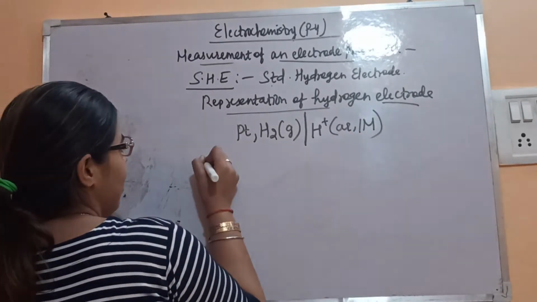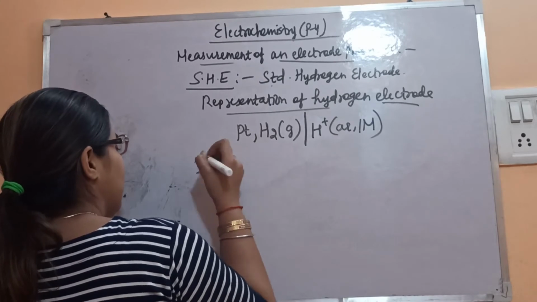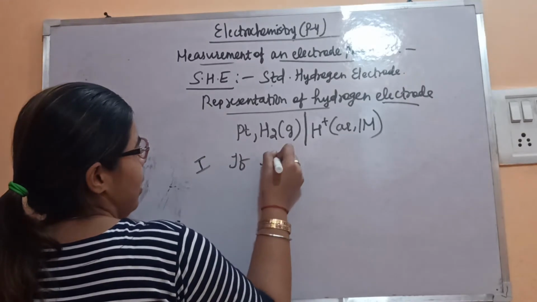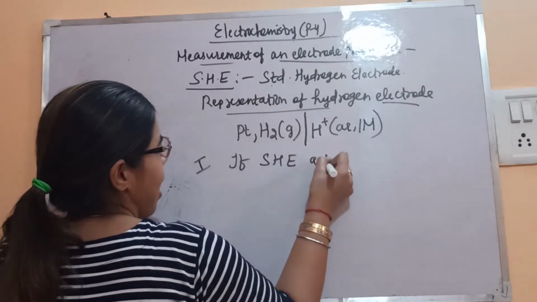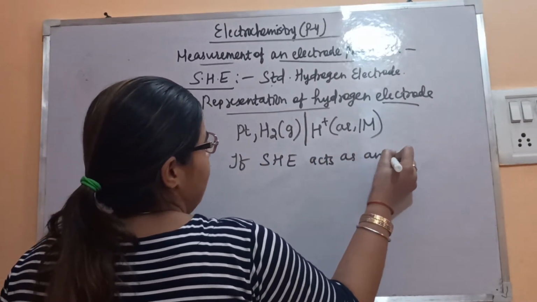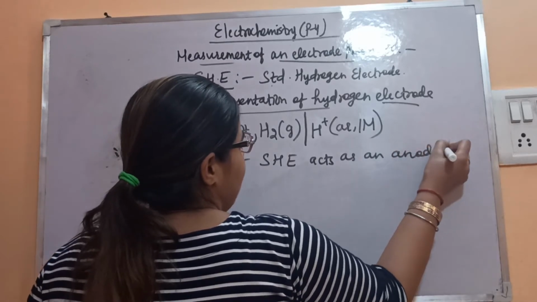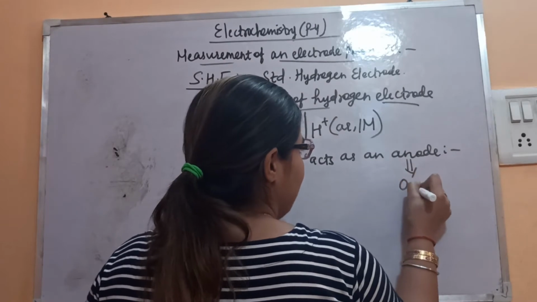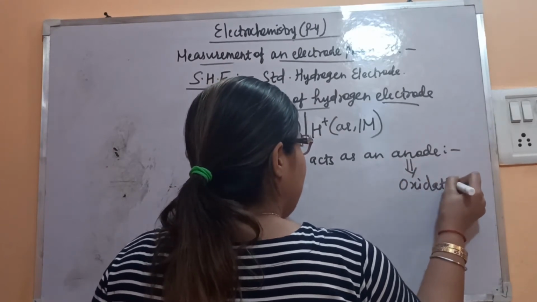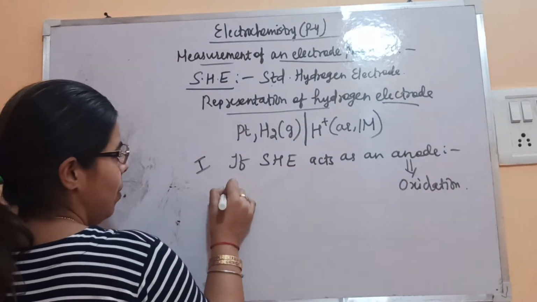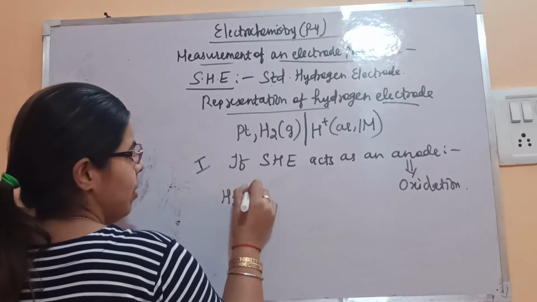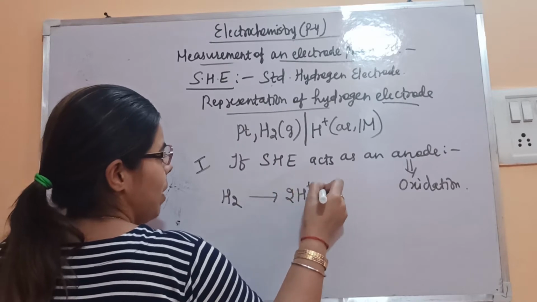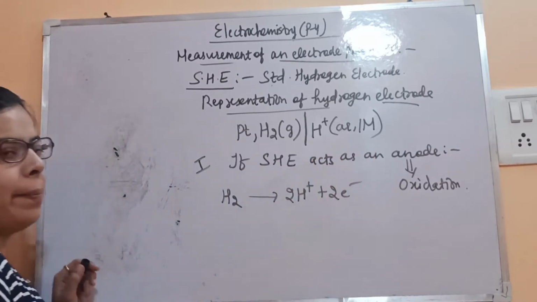Now let's see. First case: if SHE acts as an anode. So what will happen if it acts as an anode? Then which process takes place? Oxidation. Oxidation means loss of electrons will take place. So hydrogen gas will lose its electrons and get converted into H plus ions.